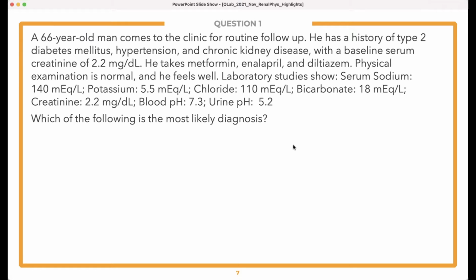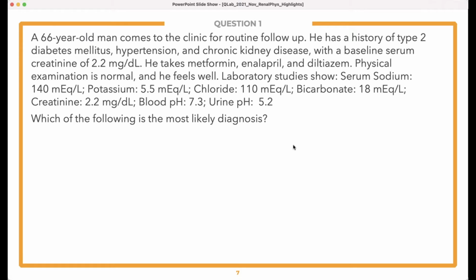A 66-year-old man comes to the clinic for a routine follow-up. He has a history of type 2 diabetes mellitus, hypertension, and chronic kidney disease with a baseline serum creatinine of 2.2. He takes metformin, enalapril, and diltiazem. Physical examination is normal, and he feels well. Laboratory studies show serum sodium of 140, potassium of 5.5, chloride of 110, bicarbonate of 18, creatinine 2.2, blood pH of 7.3, and urine pH of 5.2.